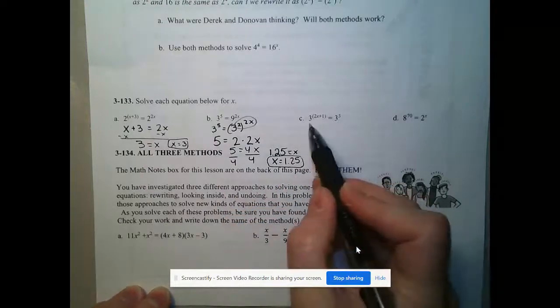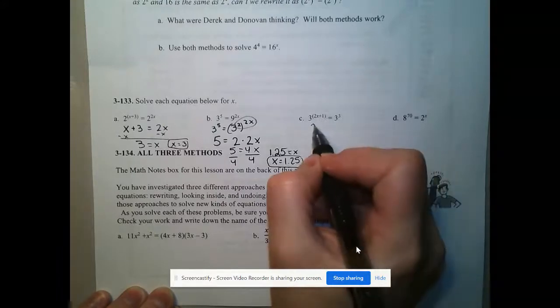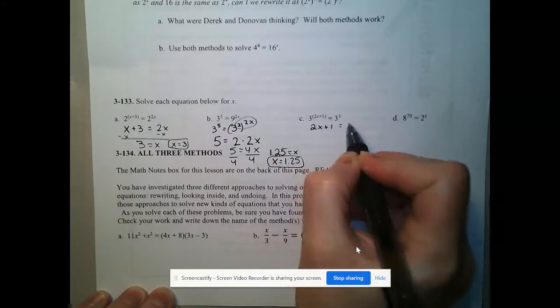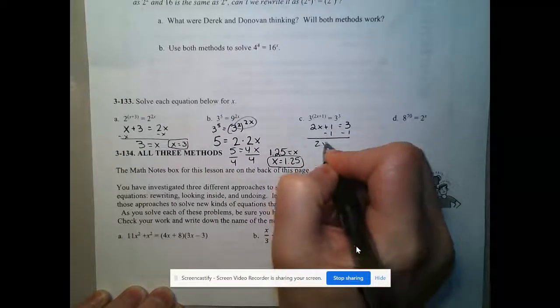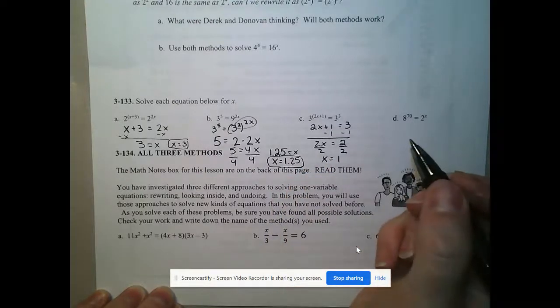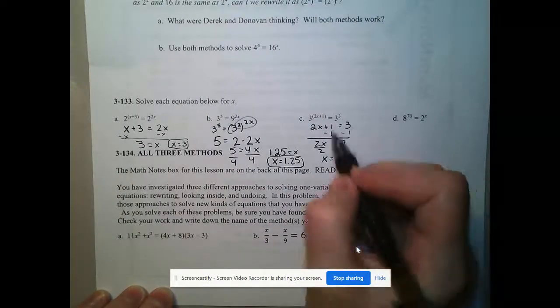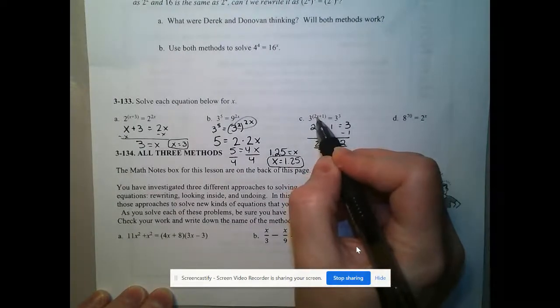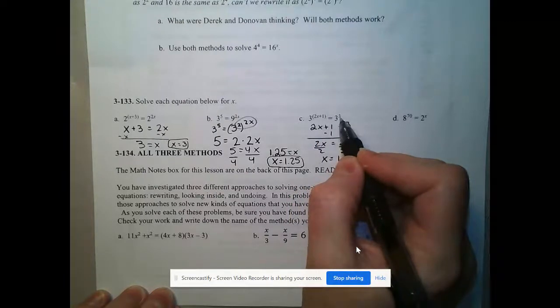Now this one, the bases are already the same, which is great. I'm going to look inside the exponents. That means that 2x plus 1 has to equal the other exponent 3. I can solve by subtracting 1 on each side and get 2x equals 2, and divide by 2 for x equals 1. If you were asked what the original exponents were, you could plug that 1 back in and say 2 times 1 is 2, plus 1, and that would work because 2 plus 1 is 3. 3 to the third does in fact equal 3 to the third.